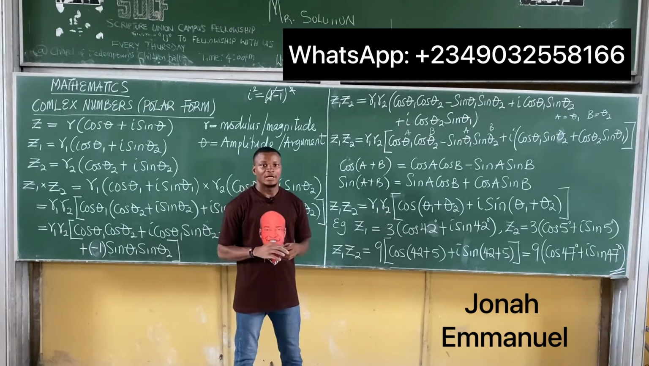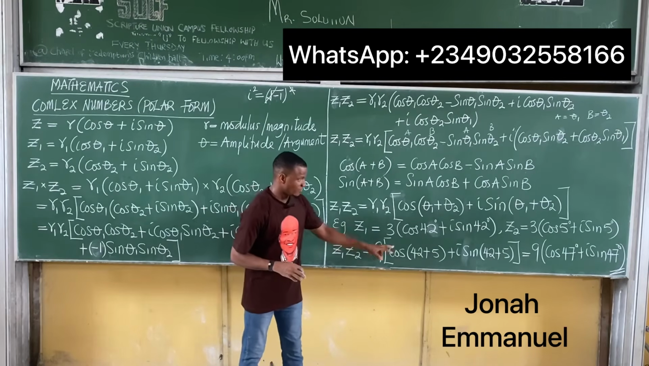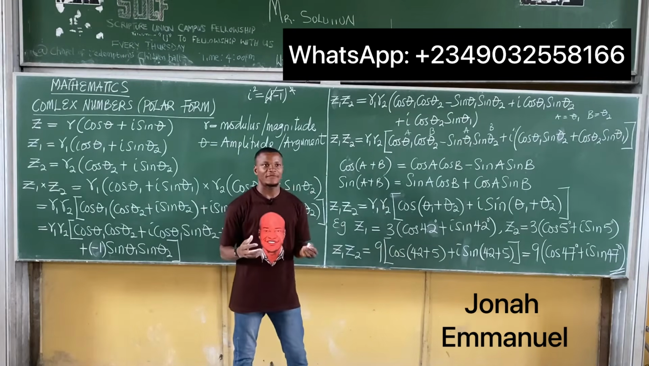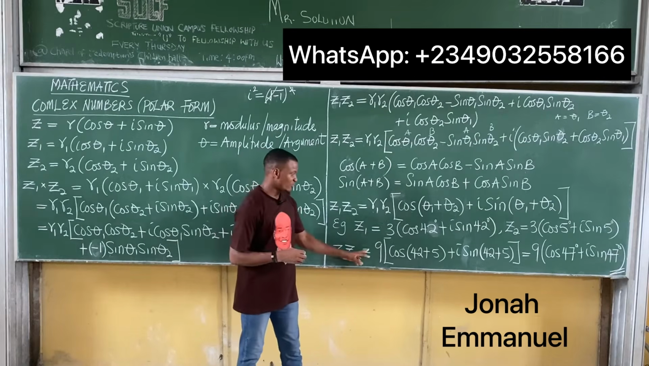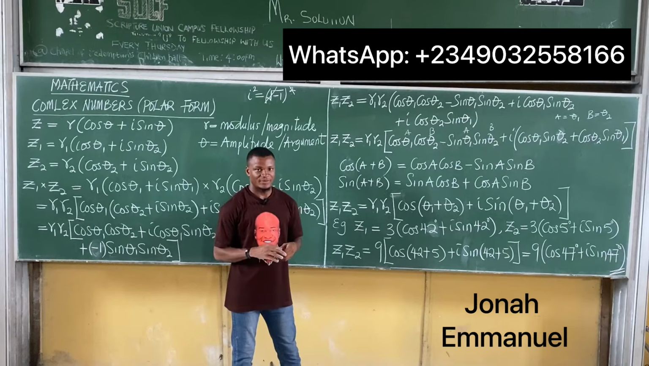So we've looked at the multiplication of complex numbers in polar form, but this one here was in degrees. What if it is in radians? Let's look at how to also multiply complex numbers when they are in radians in our next example.